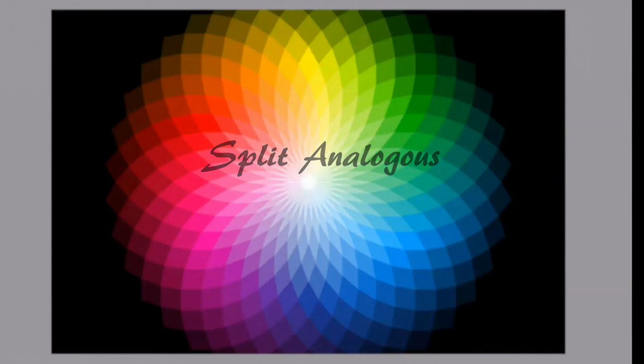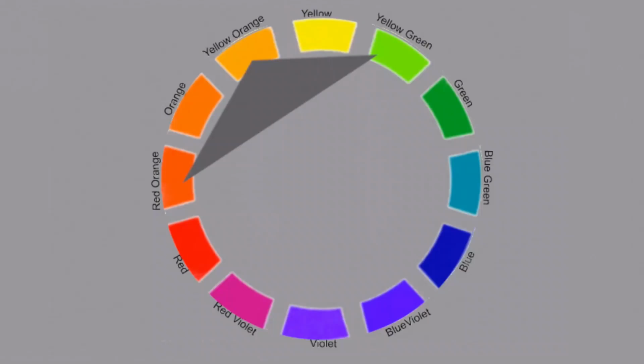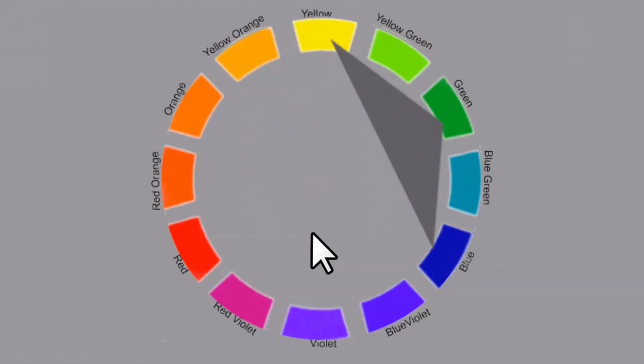And yet another option for the triad scheme is what we call the split analogous, what you see right here, where any hue is chosen, and then we select two of its analogous colors where we skip a color on either side, or skip a hue on either side. In this case, a split analogous scheme would be yellow-orange, red-orange, and yellow-green. But we can take that concept of the split analogous scheme all the way around the color wheel. Any set of three colors where you choose one hue and then you choose two other hues that have a single analogous hue between them. So you see, we have lots of options for the triad.